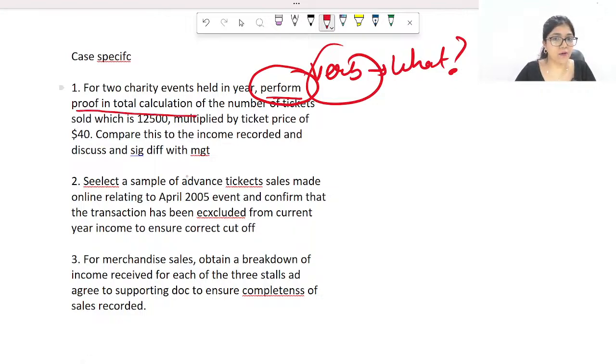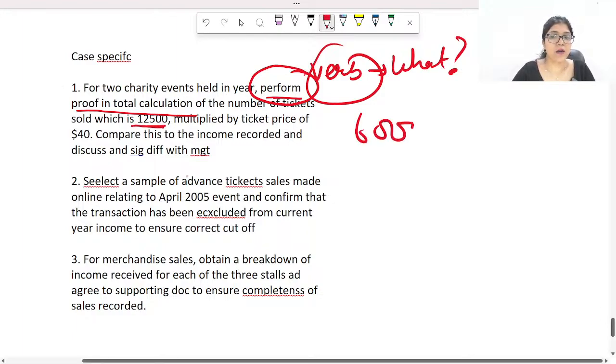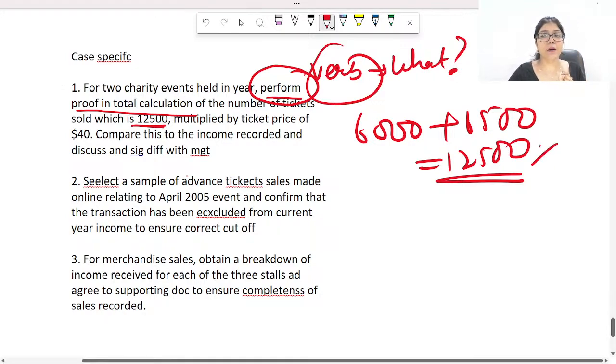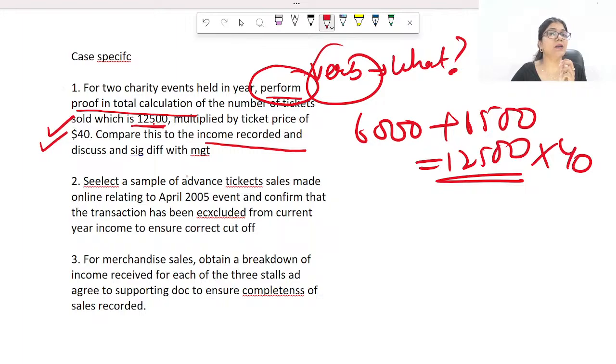How are we performing that? Via the proof in total calculation of the number of tickets which was sold, which is 12,500. So I have added 6,000 plus 6,500, which is 12,500 tickets. This is the number of tickets that they have sold. I will be multiplying with the ticket price, which is given in the question. So I've used the number of the tickets, I've used the price of the tickets, and then what I am going to do is compare this to the income recorded and discuss with the management if there's any difference. So basically, for this specific case, for example, what is the total that should ideally come?